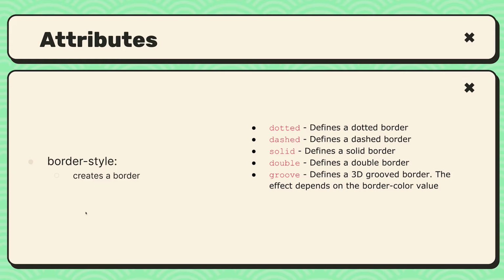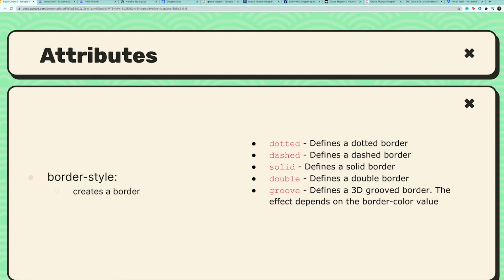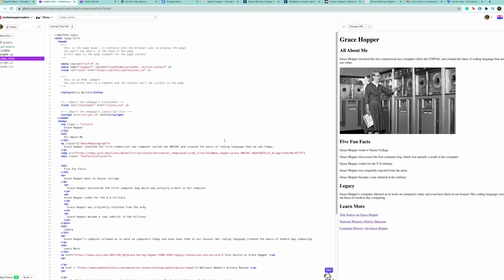First, we have border style, and that creates, just as the name says, a border. And we have different options that we can add on the other side. We have dotted, dash, solid, double, and groove. So let's try to implement that right now. The way that we implement an attribute is first we have to figure out which part of our website, so the header, the text, do we want to implement it on. So let's look at our first header.